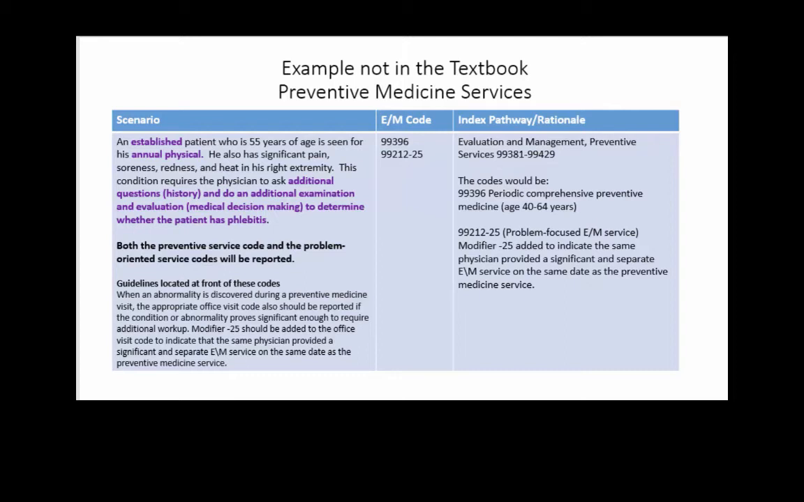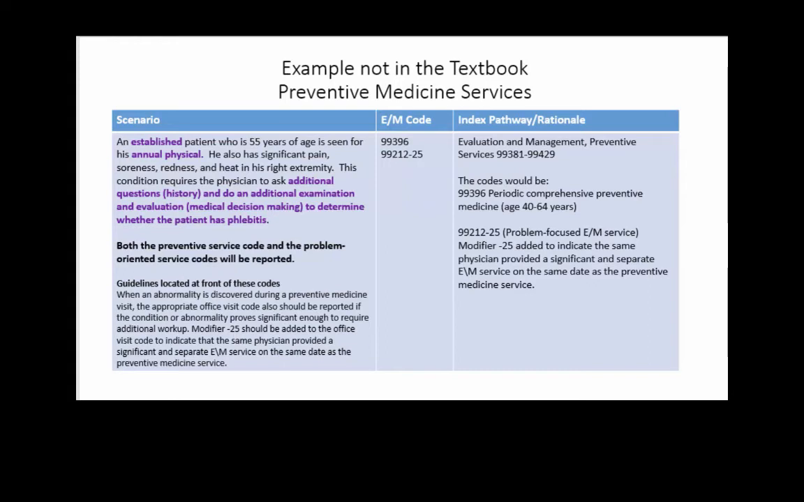Modifier 25 is added to the office visit code to indicate that the same physician provided a significant and separate E&M service on the same date as the preventive medicine service. So you have your preventive medicine service code first, 99396, which is selected based on the patient's age. Our patient's 55, and that takes us to 99396 code. And then we know we're going to use an E&M service code. I selected problem focused because it's really all the documentation tells us, and that would take us to 99212.